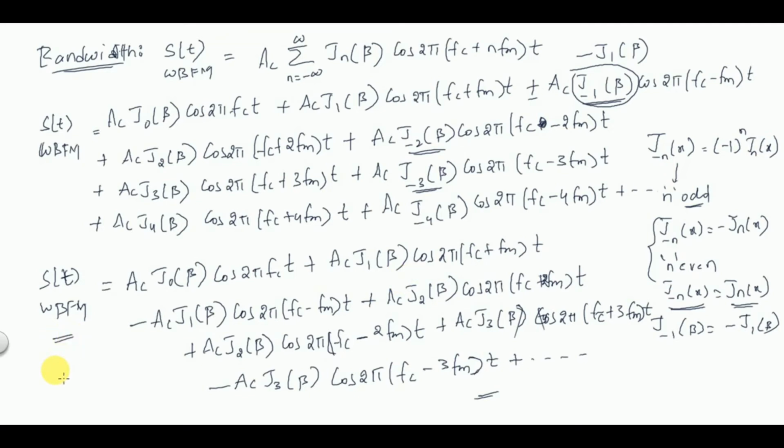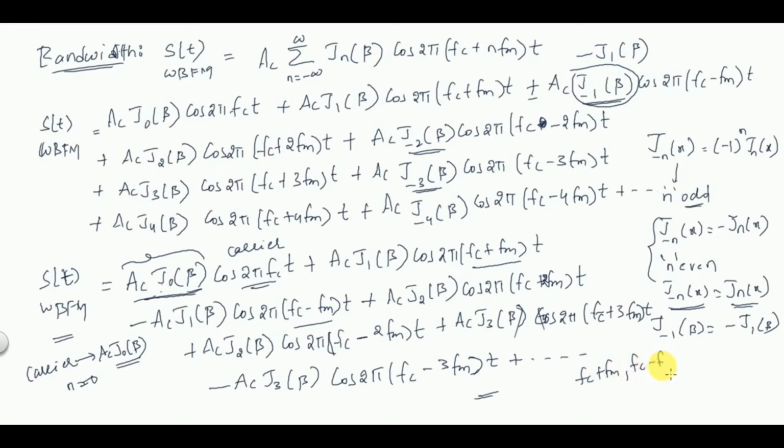I'll take another slide and draw the spectrum, so I don't write any equation again. First of all, this is the carrier term, and its coefficient is A_c into J0 of beta. From this equation, cos 2 pi fc t is the carrier term, and the carrier amplitude depends on A_c J0 of beta, the Bessel function at n equal to 0.